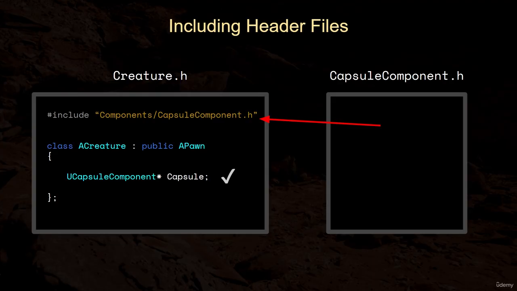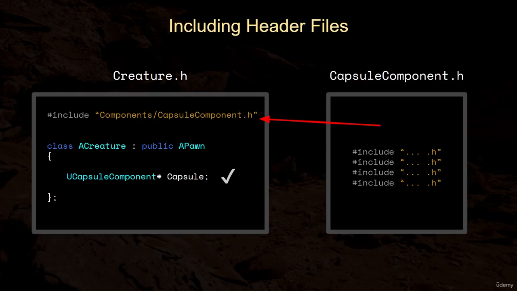The problem with that is that CapsuleComponent.h contains all of the code in the capsule component class, as well as other includes that the capsule component header file needs, which means all of these include statements are added to Creature.h, and the preprocessor goes and finds those header files and takes the code inside of those files and pastes it right here in Creature.h. So Creature.h has just become a great deal larger.